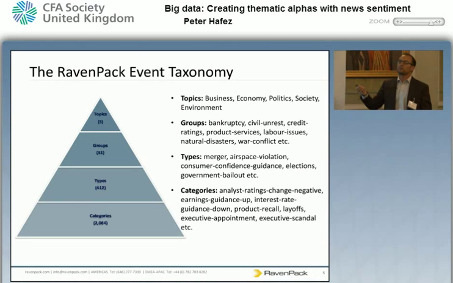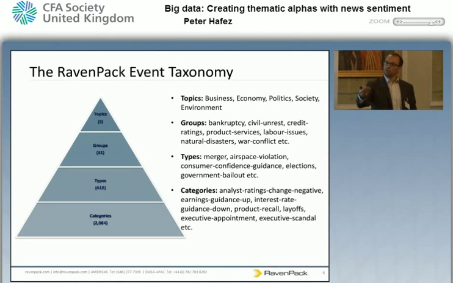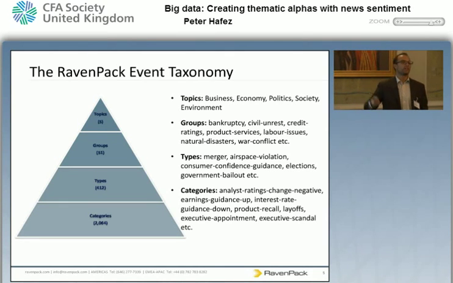But company news can fall into both business, economy, and political news. But I want to distinguish between news that comes from a macro point of view and news that comes from, let's call it, a micro point of view. And you can basically work on any level of granularity that you want. If you wanted to work at a little bit more granular level, you could work at a group level. So we have groups that cover bankruptcies, civil unrest, credit ratings, product services, labor issues, and so on.